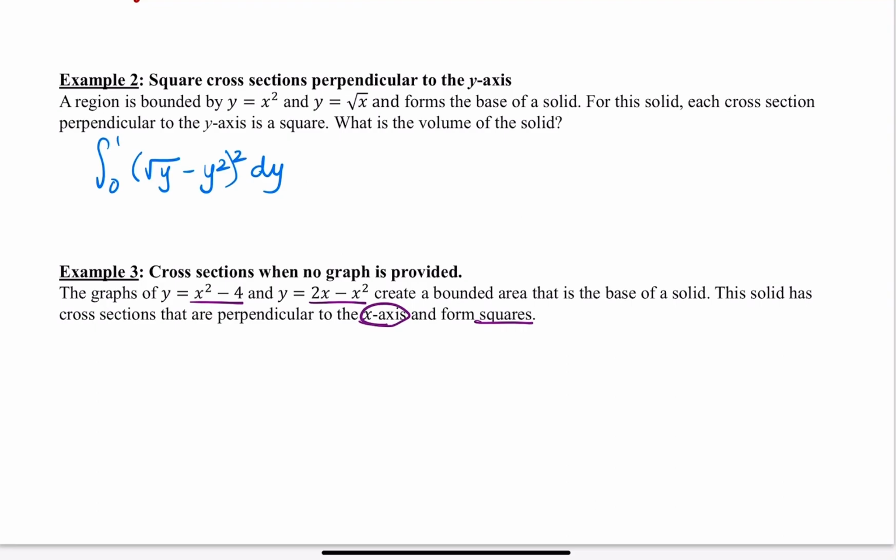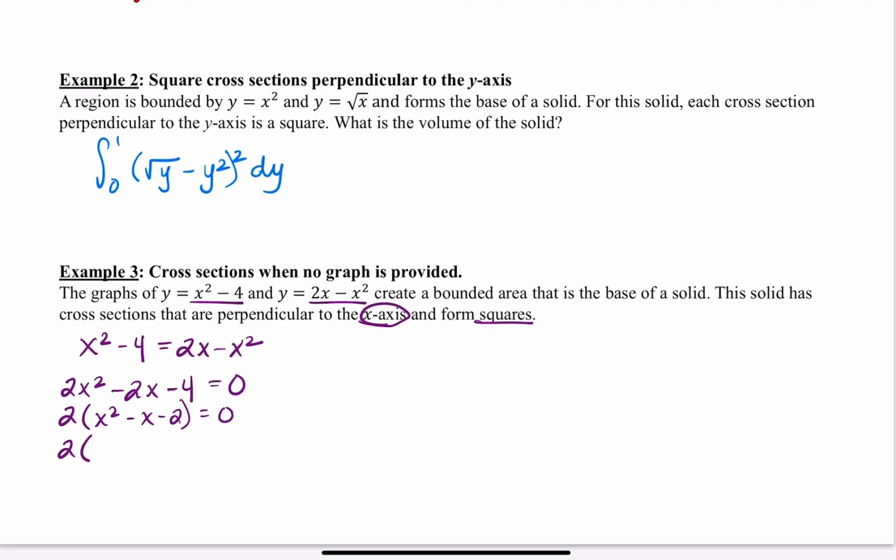So I'm going to set them equal to each other. I have x squared minus 4 is equal to 2x minus x squared. I'll add the x squared to the other side. So I have 2x squared, subtract 2x, and then minus 4 is all equal to 0. What I'm going to do here, I can take out a 2 out of all of this, and then I'm left with x squared minus x minus 2 is equal to 0. And then when I factor that, I have 2 parentheses. We have x minus 2 and x plus 1.